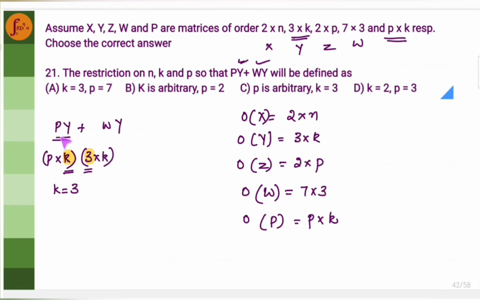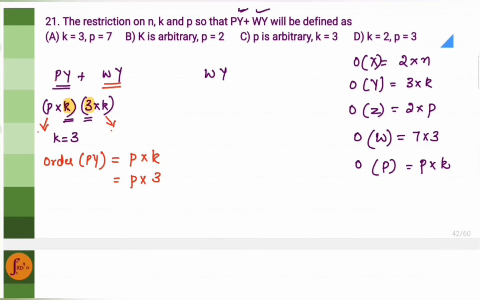Now when you multiply these two matrices P and Y, what will be the final order? It will be the row count of matrix P and the column count of matrix Y. So the final order of PY is going to be P into K, and K is 3, so it's going to be P by 3. Now similarly we'll find out for WY. The order of W is 7 into 3 and the order of Y is 3 into K.